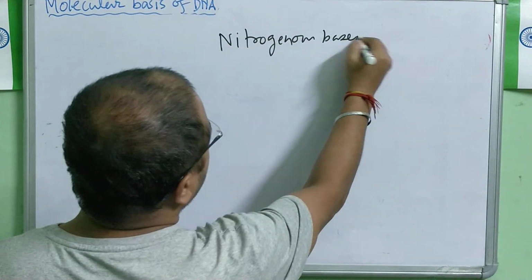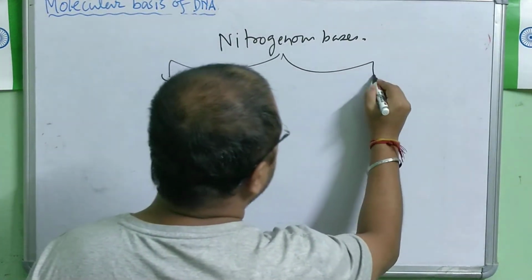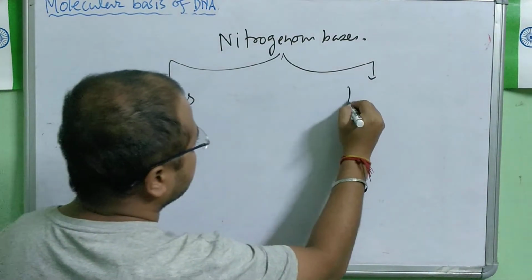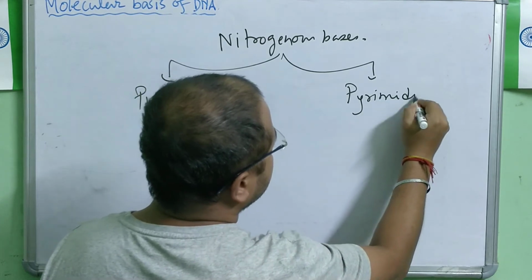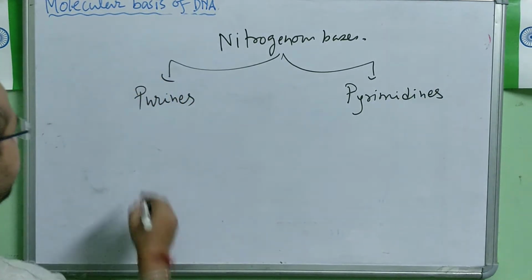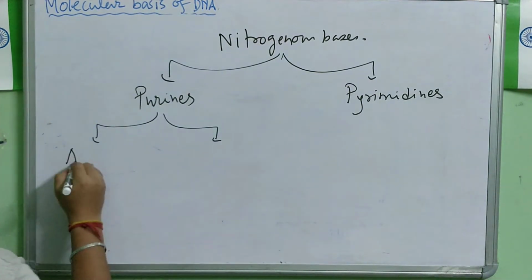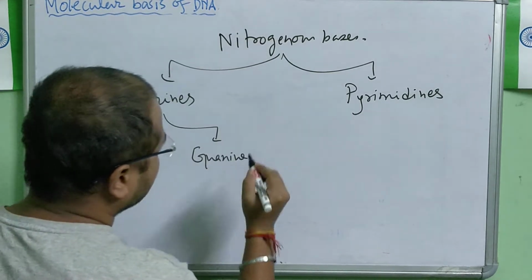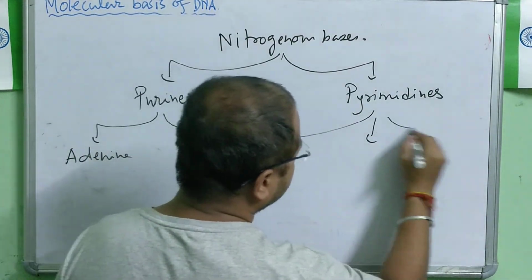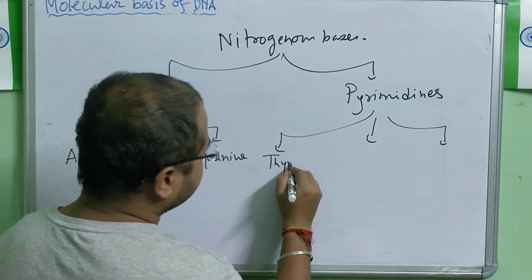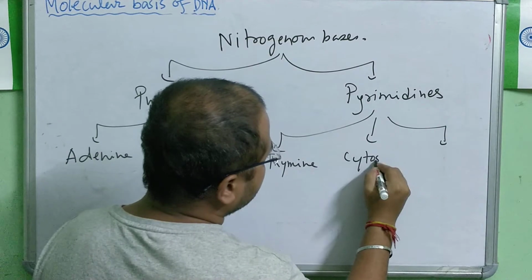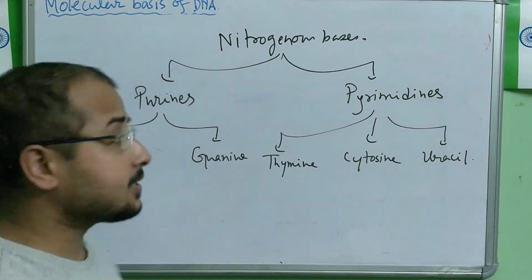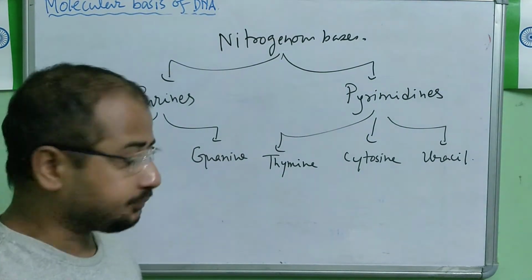We broadly categorize the nitrogenous bases into two: purines and pyrimidines. Purines are adenine and guanine, while pyrimidines are thymine, cytosine and uracil. Okay, these are the nitrogenous bases.